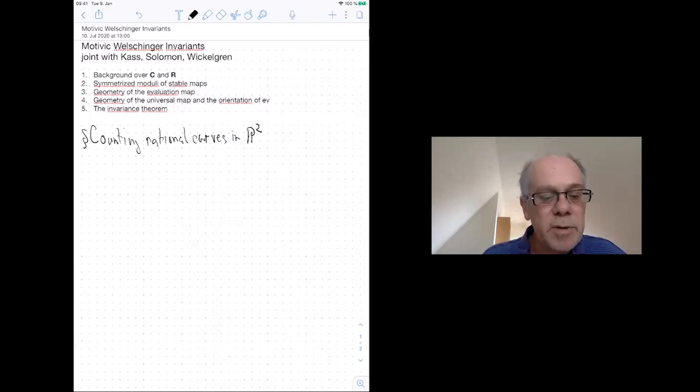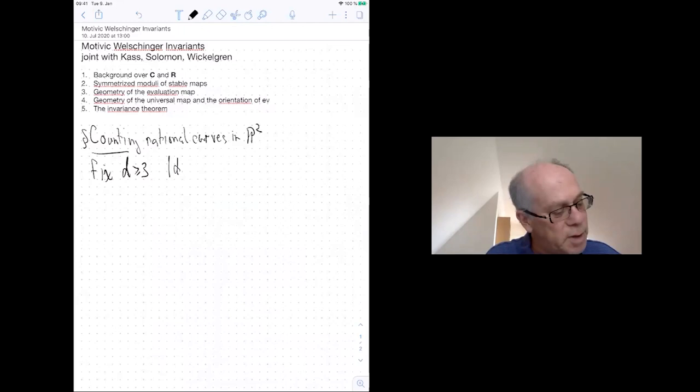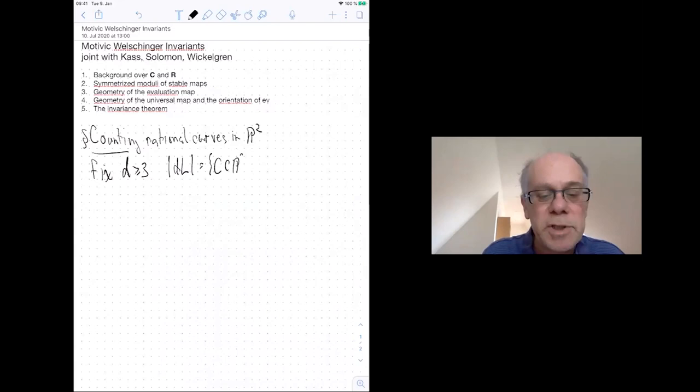Okay, so in the classical case, it started with the problem of counting rational curves of degree d in P2 in the following sense. So we fix some degree d, let's say bigger than or equal to 3 to make it a little more interesting. And then we have the linear system of curves of degree d. So L is just the line, and the linear system are all the curves in P2 that are linearly equivalent to d times a line. In other words, just curves in P2 such that C is a degree d curve.